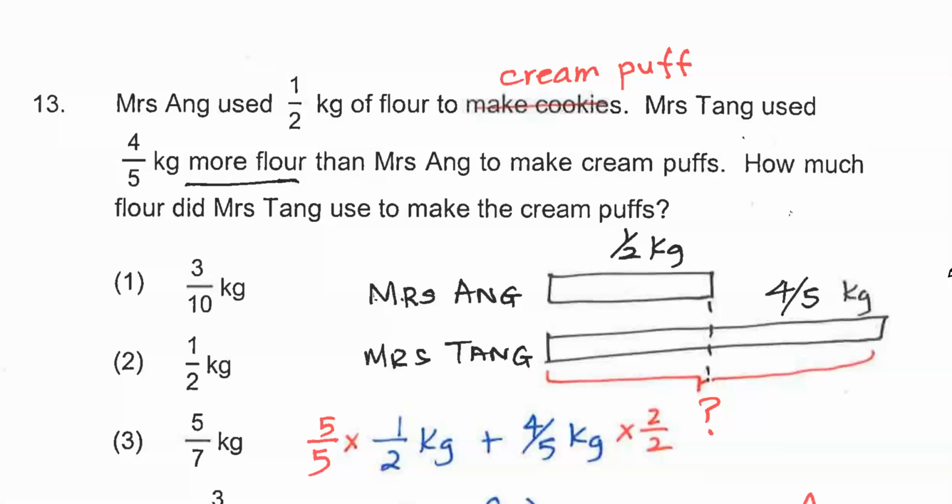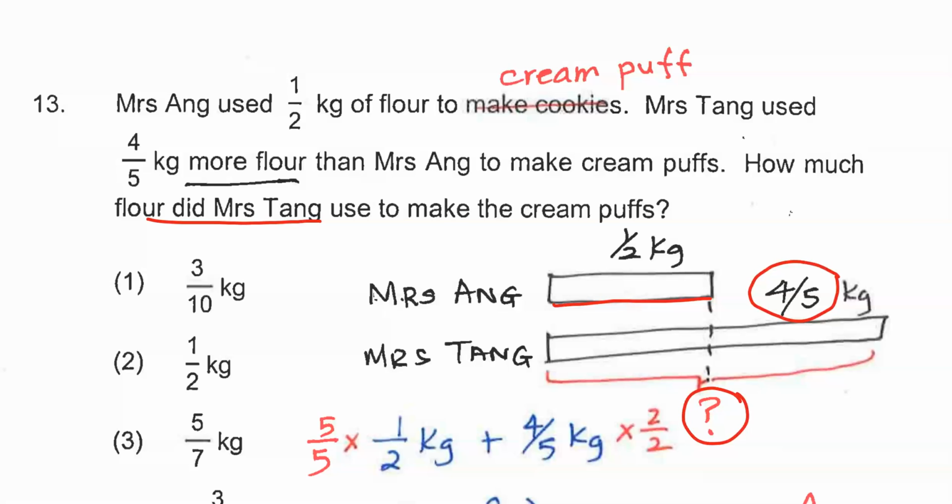Mrs. Ang used half kilogram of flour to make cream puff. Mrs. Tang used 4 over 5 kilograms more. Here, Mrs. Ang is here, and Mrs. Tang has 4 over 5 kilogram, 4 out of 5 of a kilogram more. Find Mrs. Tang. So this is the one. Find the question mark here.